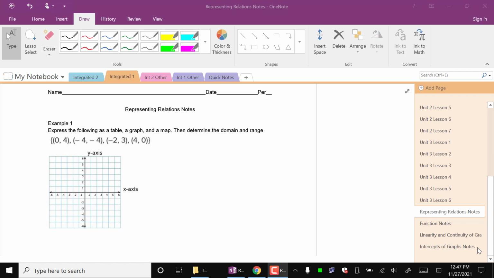Hello, today we're going to be looking at representing relations notes. So let's take a look at our first example. It says express the following as a table, a graph, and a map. Then determine the domain and range.